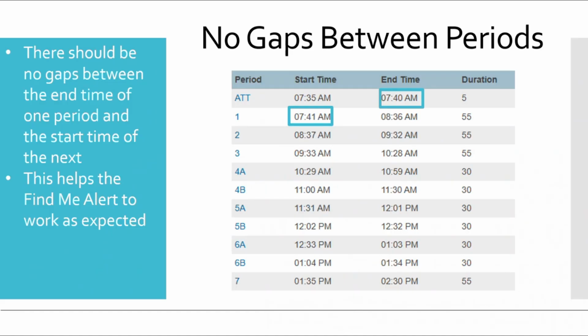That is how we would recommend setting up the times in your bell schedule for a couple of reasons. It just looks the cleanest, and especially if you rely on the Find Me alert, you want to make sure that if you had a gap in between those two periods, it could cause issues with the Find Me alert working as expected. So this is more of a recommendation if you're making adjustments as you're building new or adjusting bell schedules.